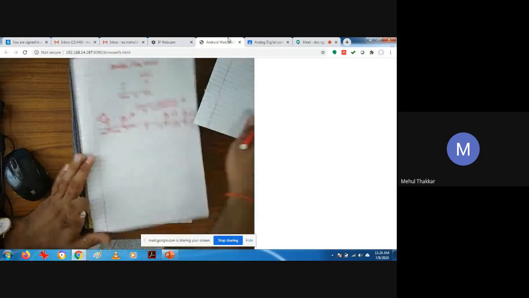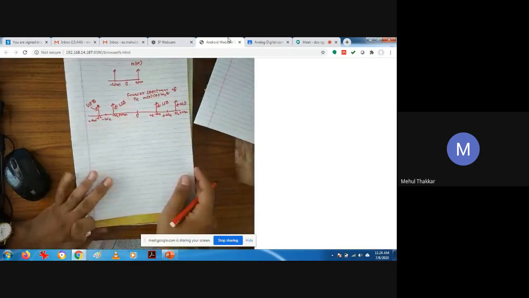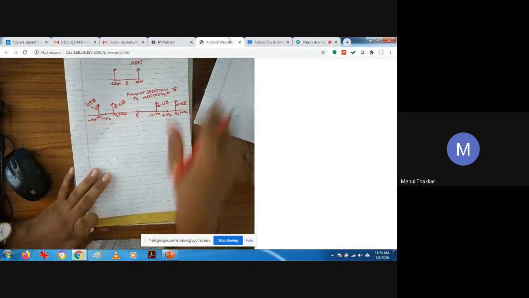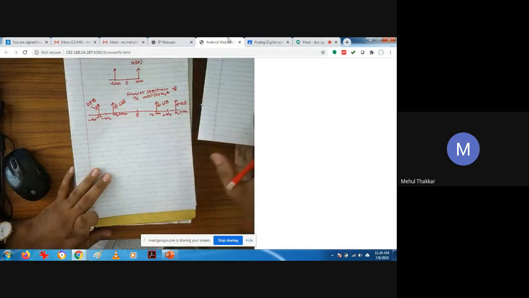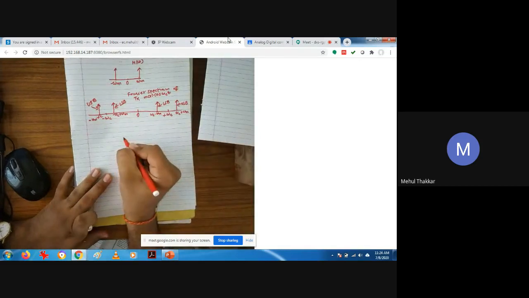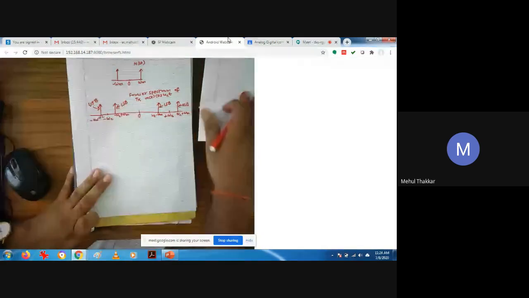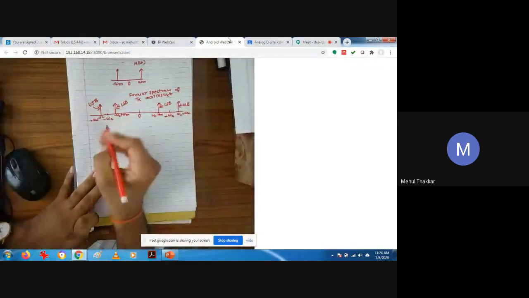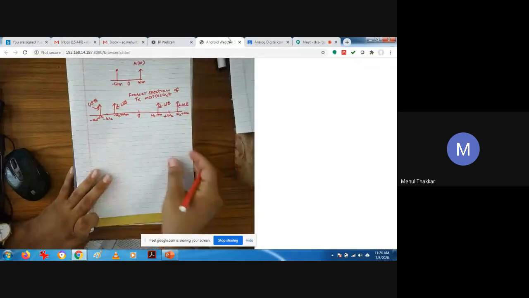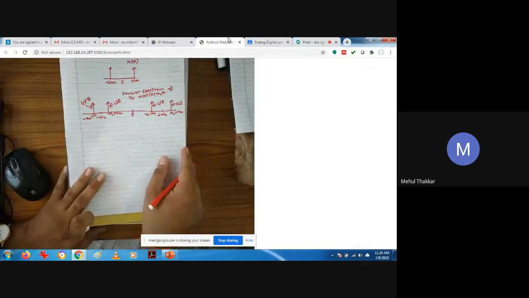Single sideband. Why are we going for single sideband? To save the bandwidth. Right now the bandwidth is duplicated in the upper sideband and the lower sideband, so that's why we are going for single sideband. That will be the next topic we will be discussing.